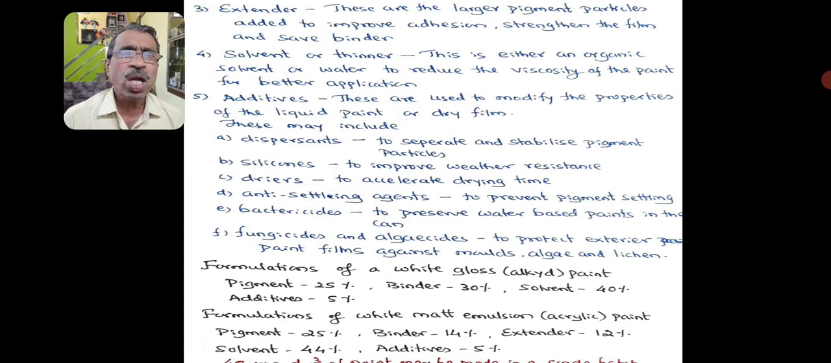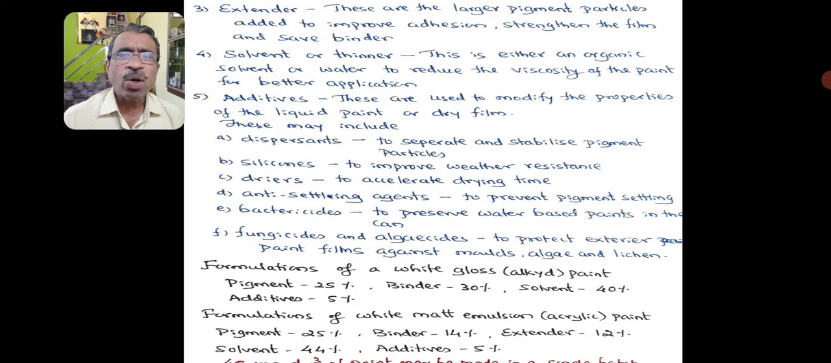The dispersants are used to separate and stabilize pigment particles. Silicones are used to improve weather resistance. Dryers are used to accelerate drying time. Anti-settling agents prevent pigment settling. Bactericides are used to preserve water-based paints in the can. Fungicides and algicides are used to protect exterior paint films against molds, algae and lichen.